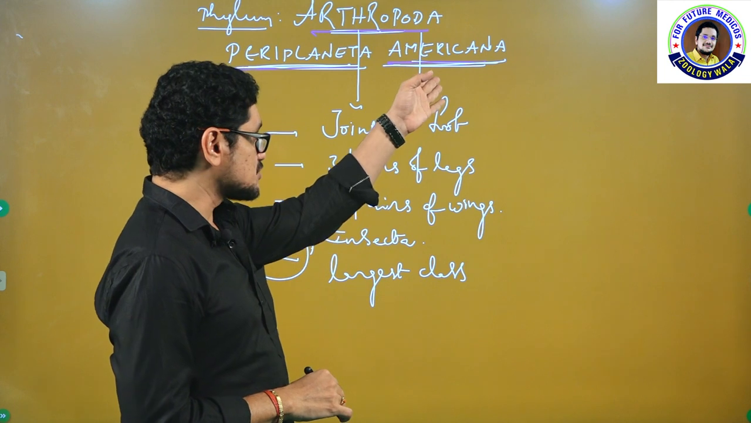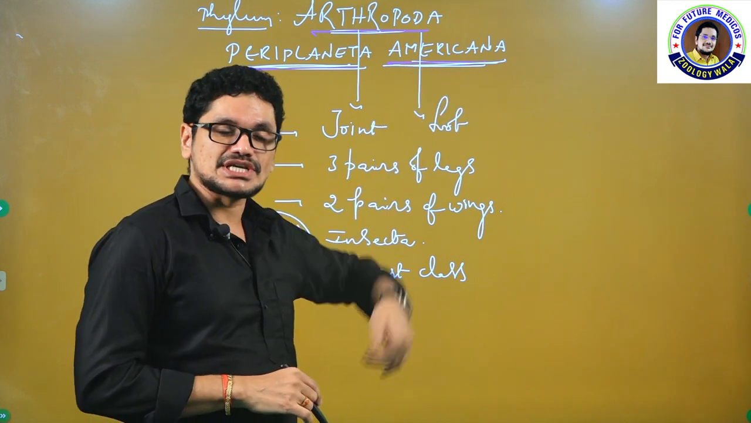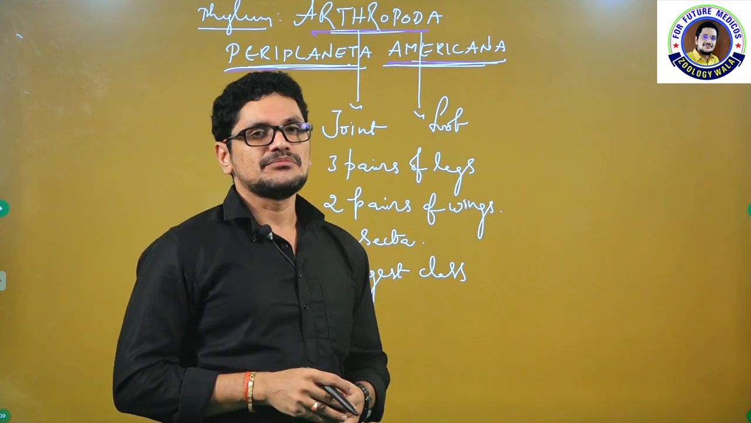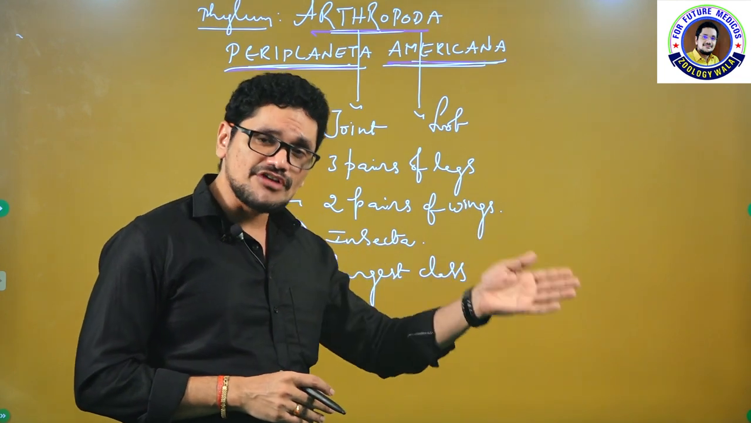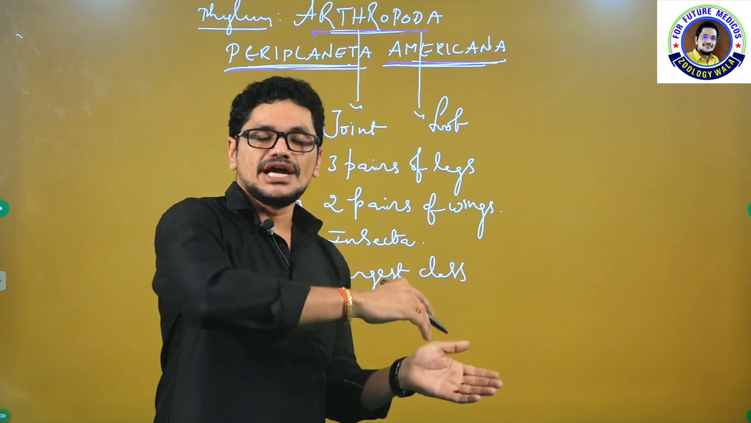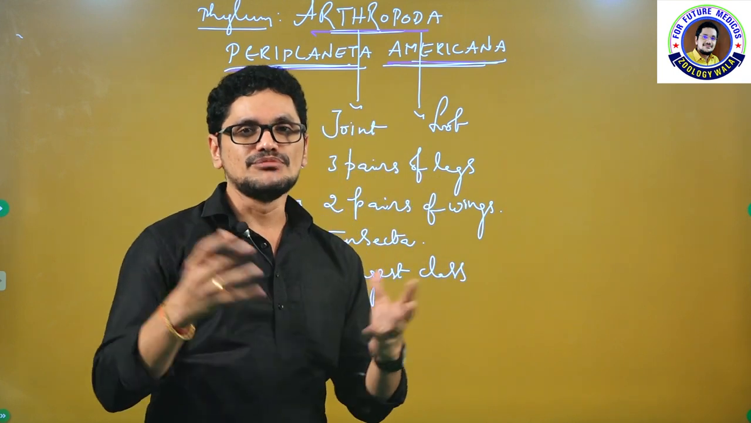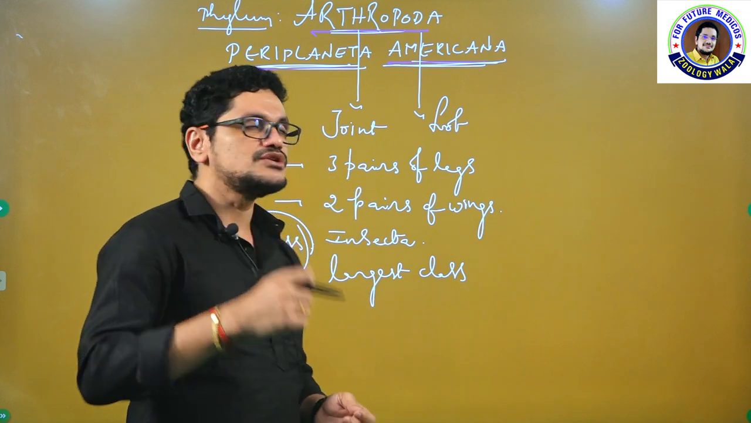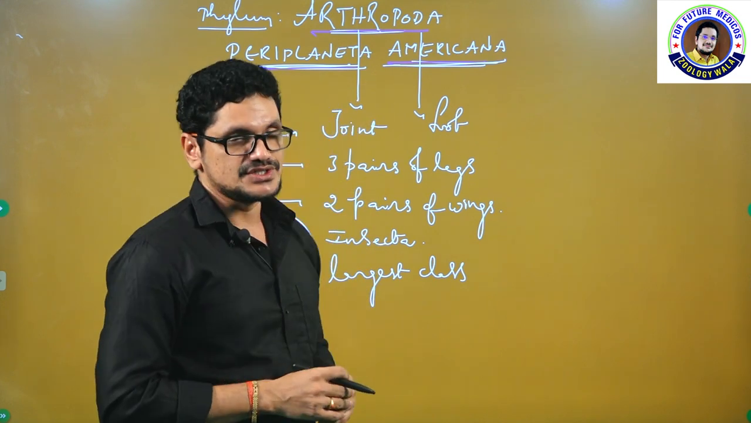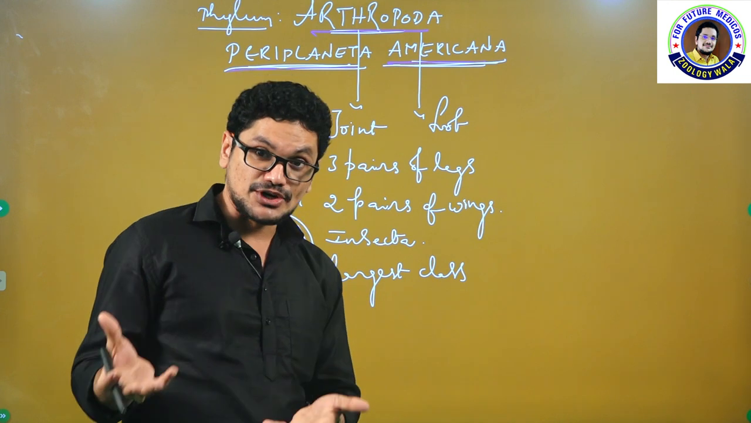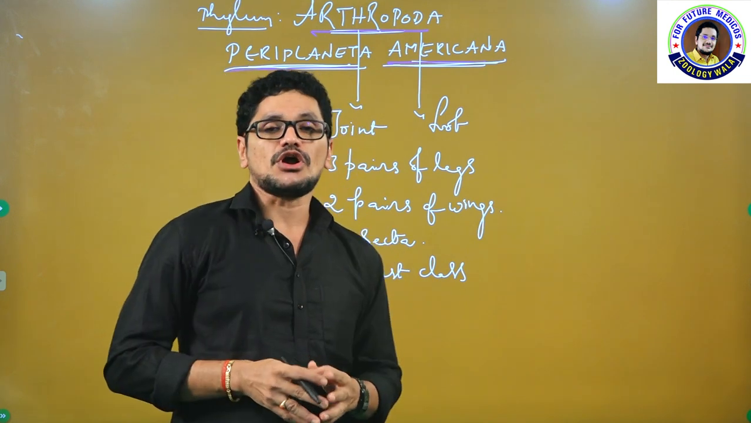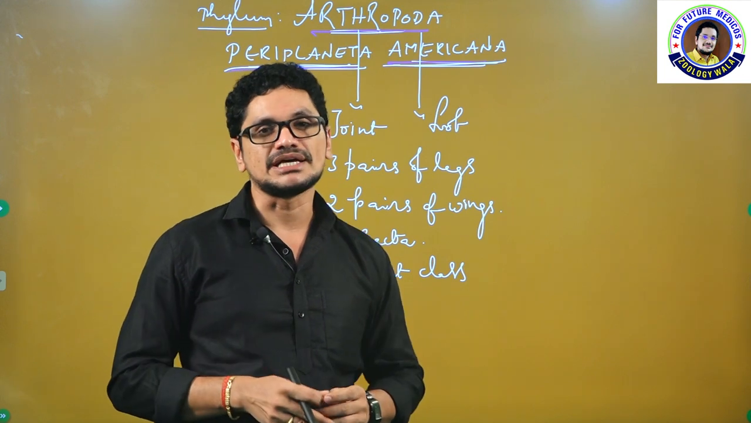Then you may ask me, what is this americana? Why was the name given? Despite its name, it is not a native of America. Previously, it was found in Africa and Middle East countries. Later, because of the human population and human agricultural practices, these have been introduced into the American regions, okay? And of course, now they are present in the tropical and subtropical places also, but mostly they are present in the tropical regions when compared with the remaining regions.